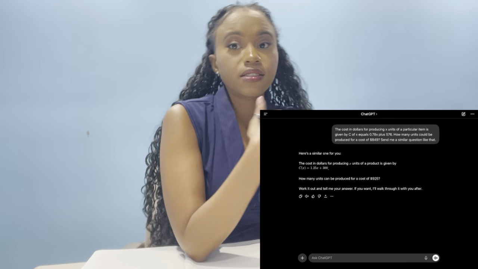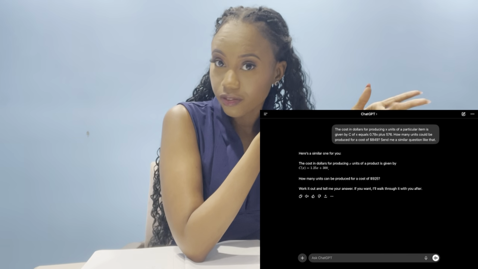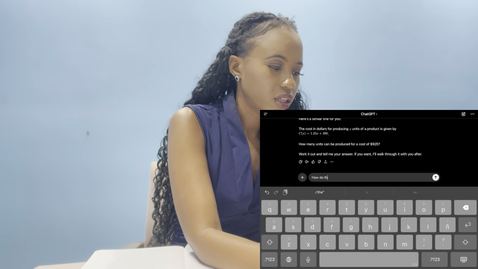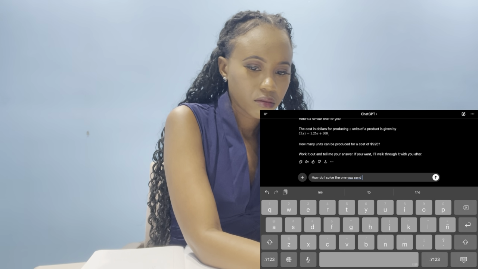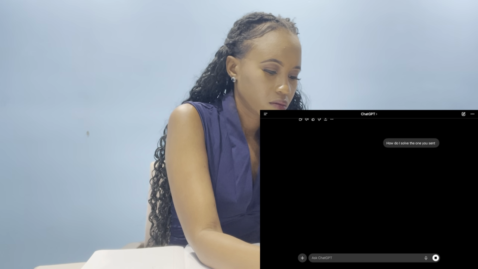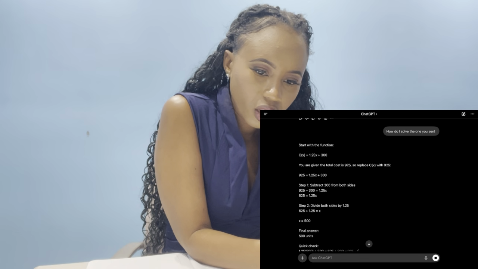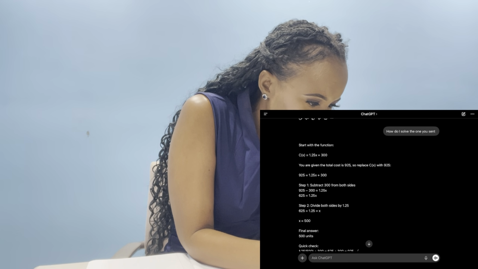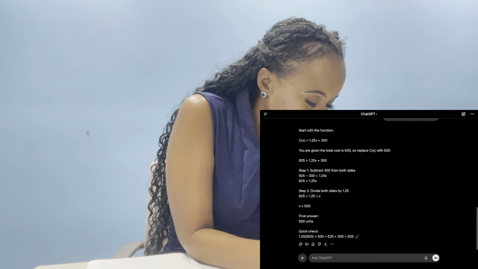Since I don't know how to solve this, I'm going to ask Chat to break it down. How do I solve that? How do I solve the one you said? Okay, so start with the function. You're given the total cost is $925, so replace C of x with 925. And then it looks like I'm solving for x.